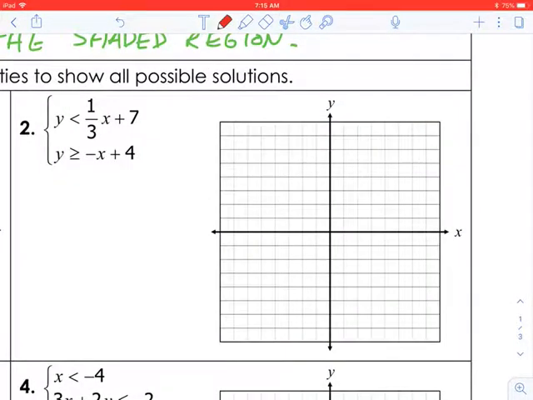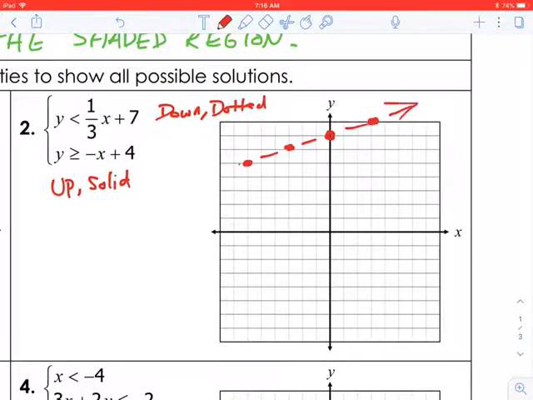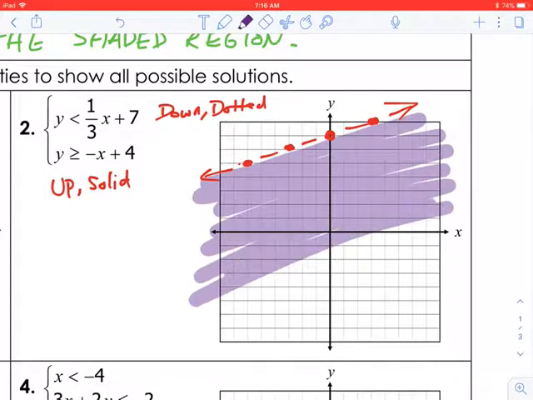Okay, so once again, I'm looking at these and I'm saying, okay, it's going to shade downward, and it's going to be a dotted line. And then the second one's going to be a solid line. Oops, where are we shading first? Up, and it's going to be a solid line. Okay? So +7's up here. I'm going up 1 over 3. Well, I ran out of room. So let's go down 1, left 3 to keep it going. Okay, so again, that's a dotted line. And I'm shading downward. Okay, so down from there is pretty much the whole graph.